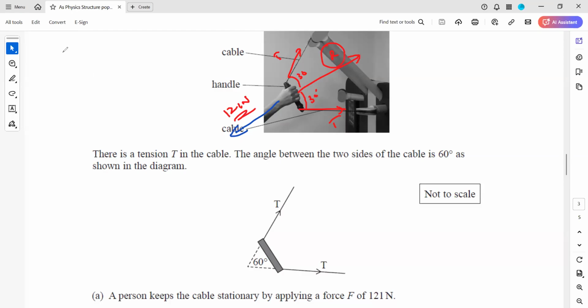So what we will do first, we select the scale. We say 1 centimeter equals 10 Newton. So 121 Newton will be 12.1 centimeter. Or you can also reduce the size of the scale. Let's say 1 centimeter is 20 Newtons. So 121 divided by 20 will be 6.05. So in that case, 121 Newton will be 6.05 centimeter, or about 6 centimeter.